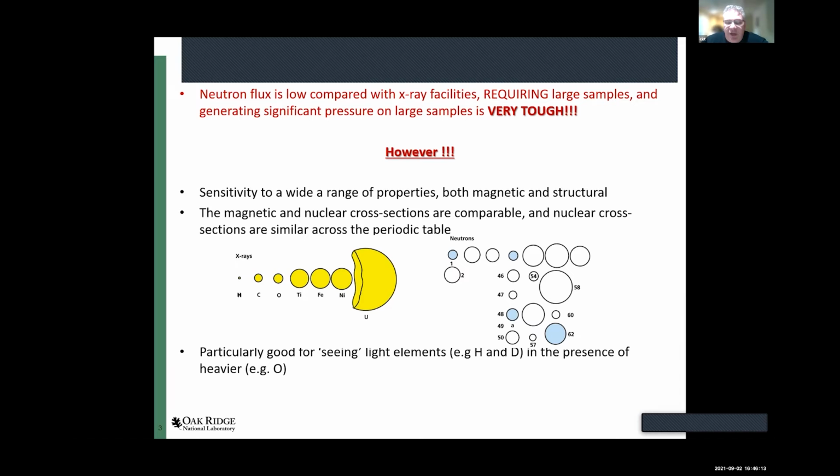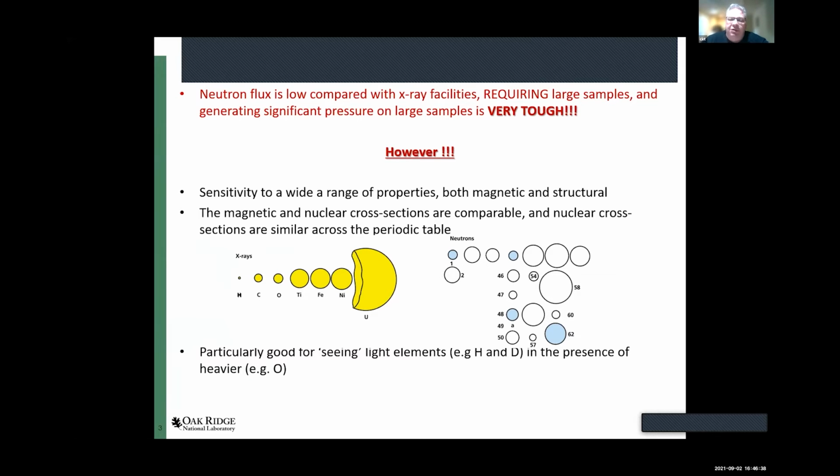However, neutrons are sensitive to a wide range of properties, both magnetic and structural. So the magnetic moment of atoms interacts with neutrons, so we can get a direct measurement, both elastically and inelastically, of the magnetic structure and magnetic dynamics of the material.